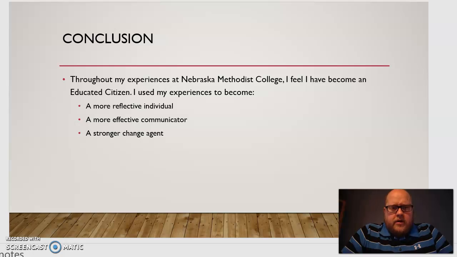Finally, in conclusion, throughout my experiences at Nebraska Methodist College, I feel I've become a more educated citizen. I use my experiences to become a more reflective individual, a more effective communicator, and a stronger change agent.